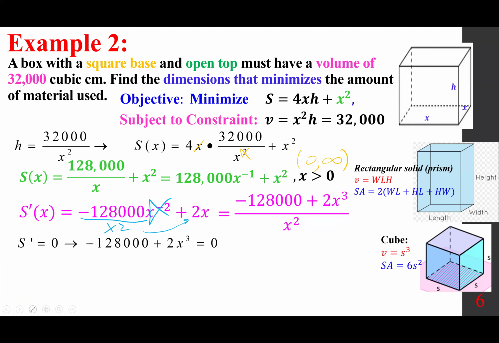So to solve this, you get 2x cubed equals 128,000. x cubed is 64,000. Critical point. Cube root of both sides. The cube root of 64 gives you 4, the 3 zeros go to 1, and x is 40 centimeters.